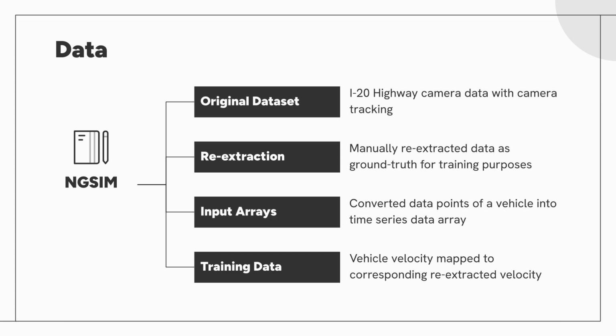We combine the velocity of a vehicle over time and the original dataset into a single array, then matched it with its corresponding data array in a manually smoothed, re-extracted dataset, which we use as ground truth data for training purposes. In total, we had over 1,200 raw to re-extracted pairs of arrays as training data, which we further split into training, testing, and validation data.